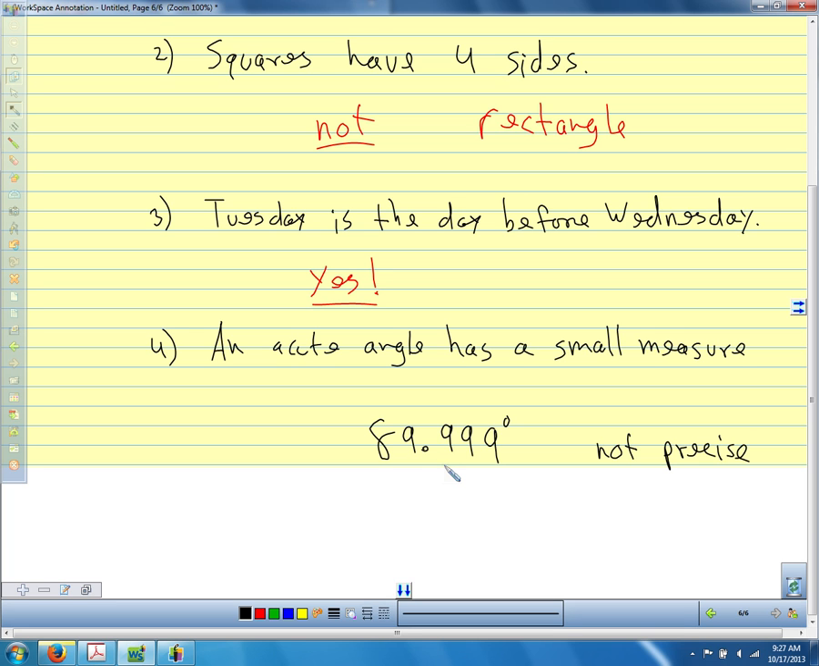All right, questions on biconditionals. If and only if. Works both ways. We use them to make good definitions.